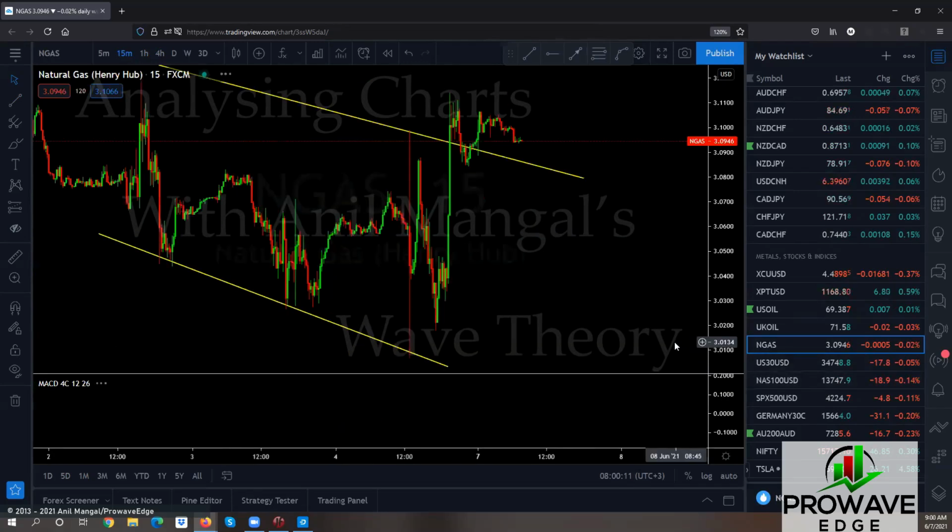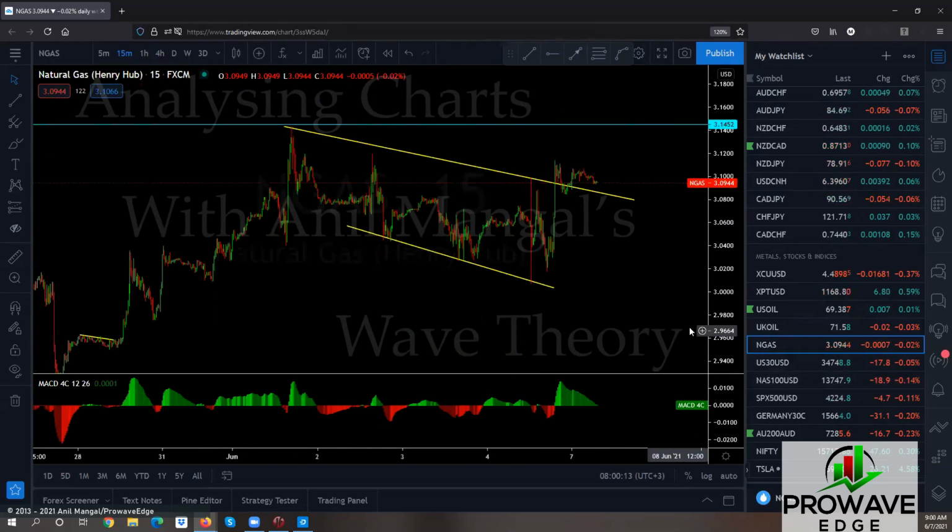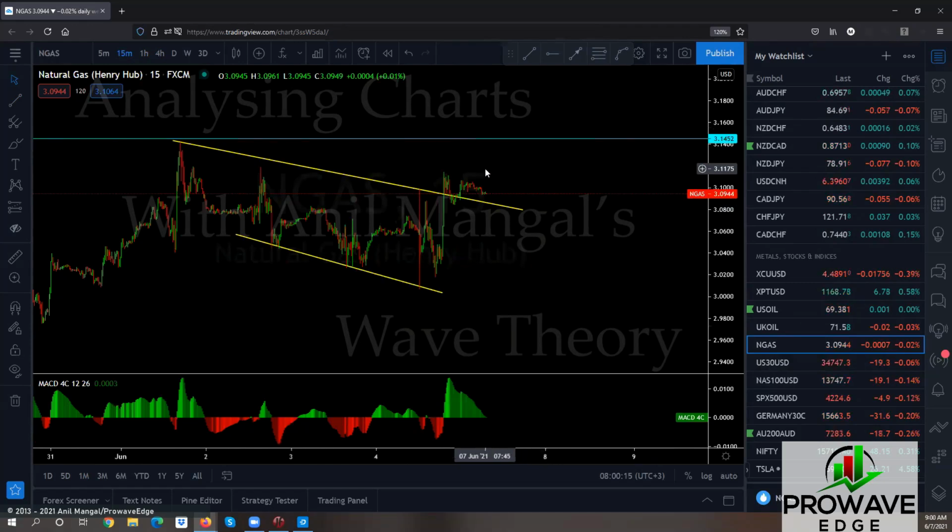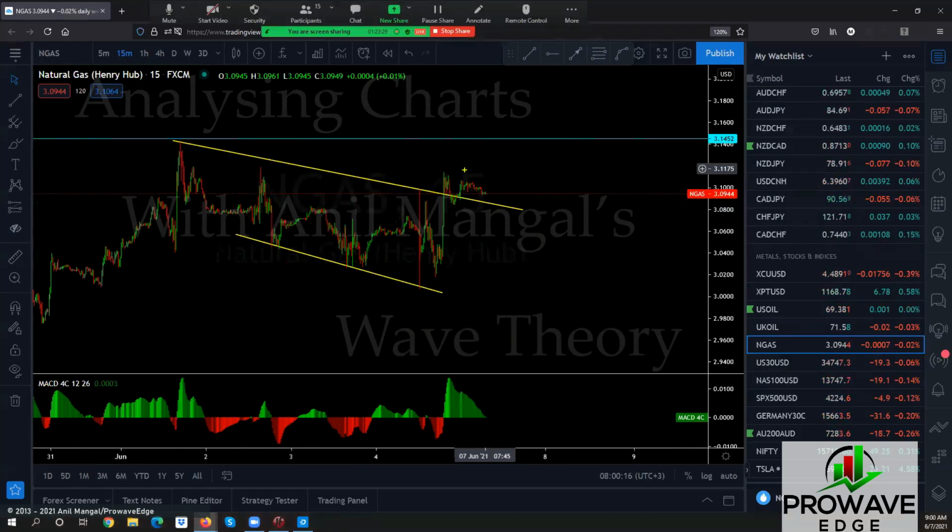Natural gas, it's breaking out of this. So if you get a correction here, you can look for a buy setup. Not a flag, a correction. You're actually making a correction here, come back here, and then you might get a buy setup here.